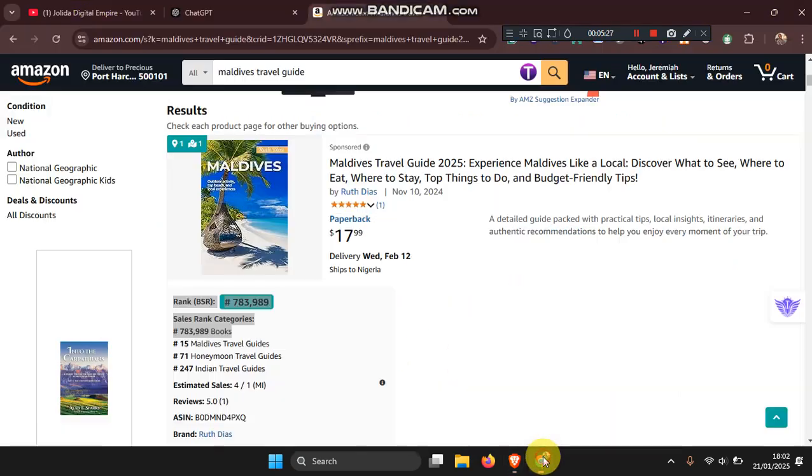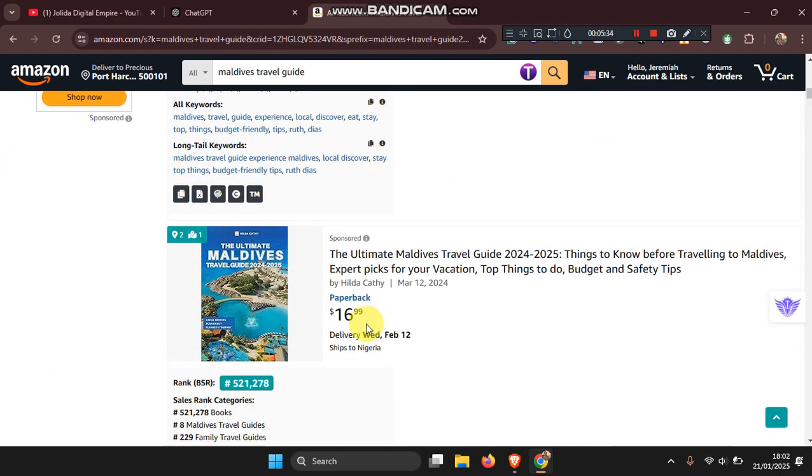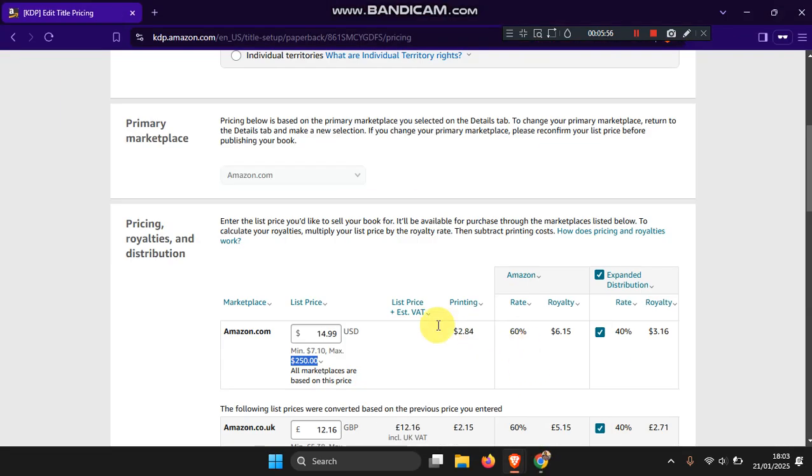That's why you have to come to Amazon and see the pricing. If your book is within that range, then you are good to go. At least you are competing with these guys, and you can see their prices are also within that range. So putting yours at 14.99 to maybe 17.99 is not a bad idea. Lonely Planet are very big brands, you can see how many reviews they have, so these are not books to compete with, but a book like this can sell at this price, right?